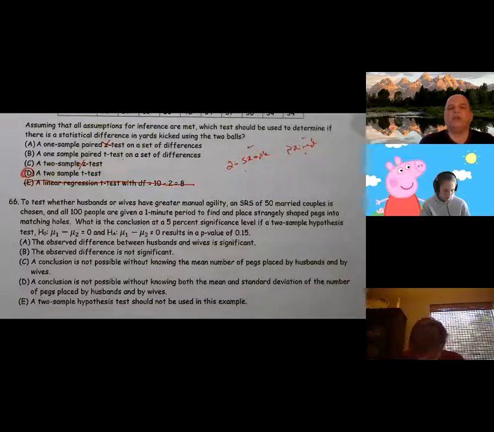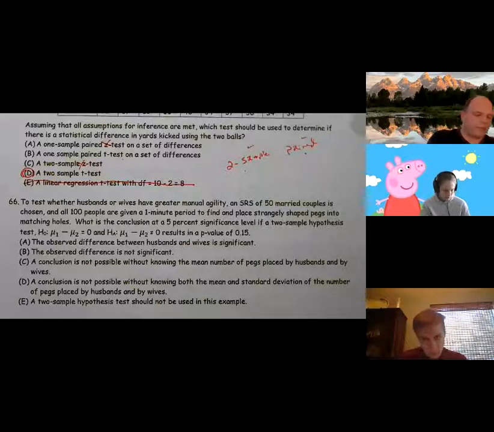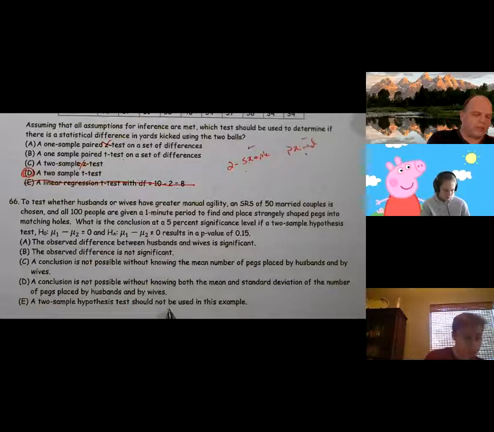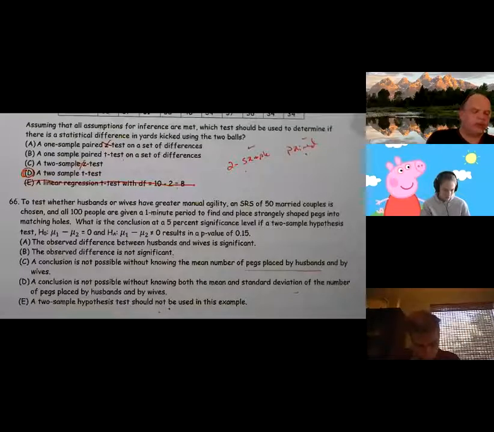So we're running a two-sample hypothesis test, and we have mu1 and mu2. This is not running as a paired test. Let's pause for just a moment. Okay, so they set this up as a two-sample hypothesis test.